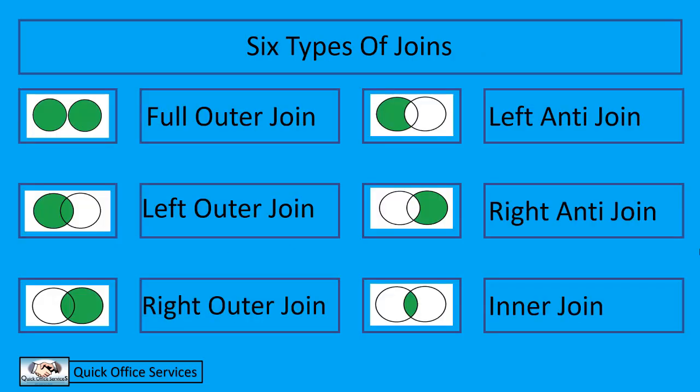These are those 6 joins: full outer join, left outer join, right outer join, left anti-join, right anti-join, and inner join. What all these mean, I am going to tell you step by step. So just stay tuned with me.